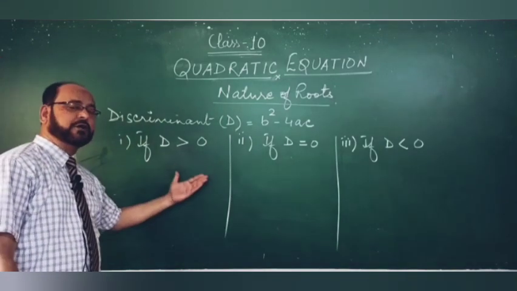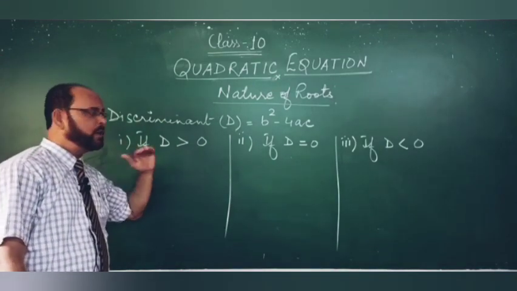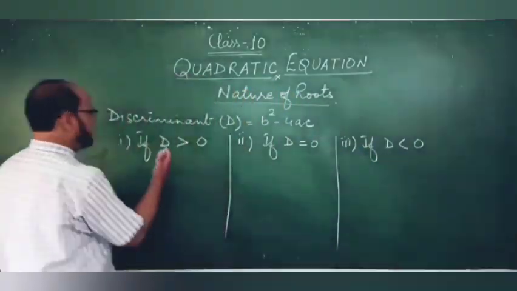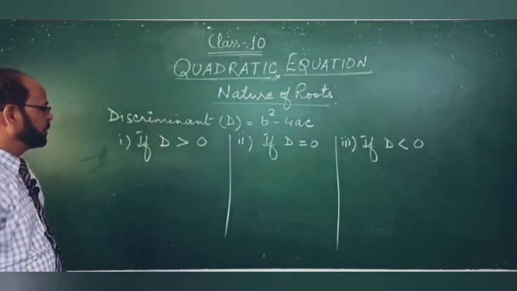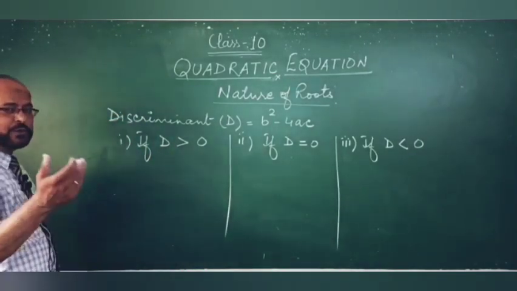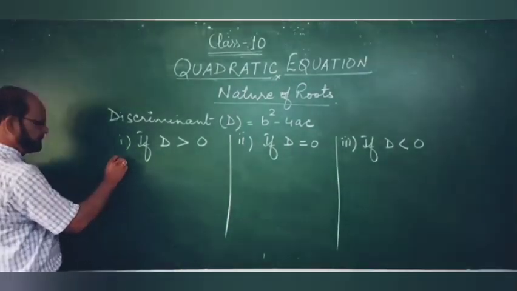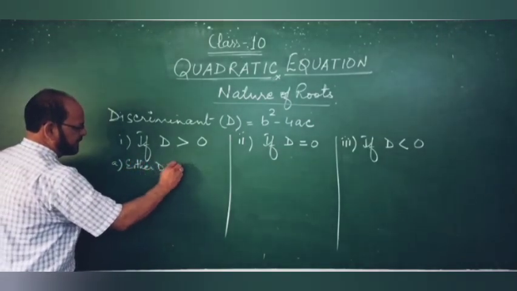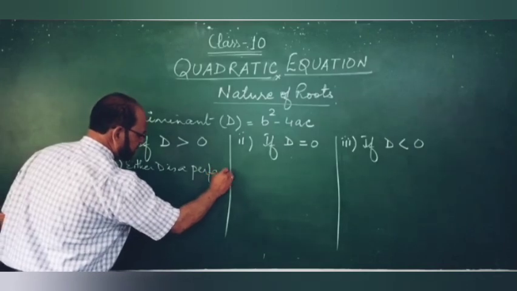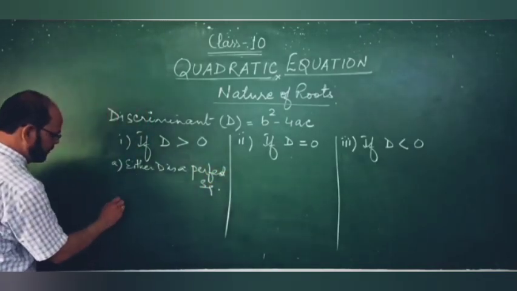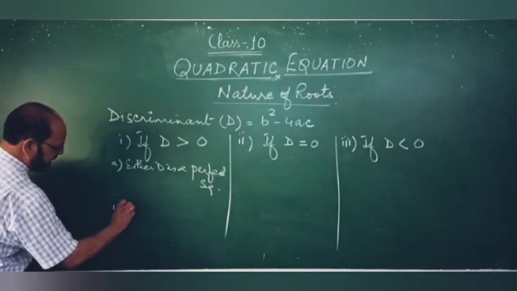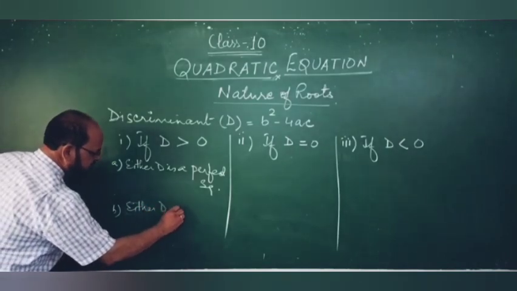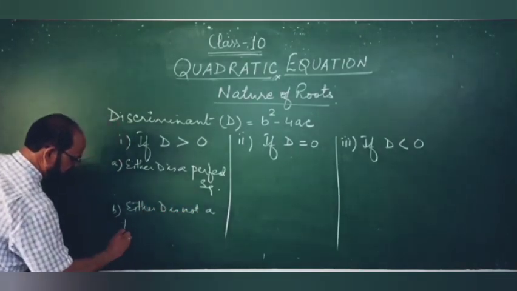Then either its value will be greater than 0, or equal to 0, or smaller than 0. When its value is greater than 0, there might be 2 sub-situations. Number 1, D is a perfect square number, or number 2, D is not a perfect square number.